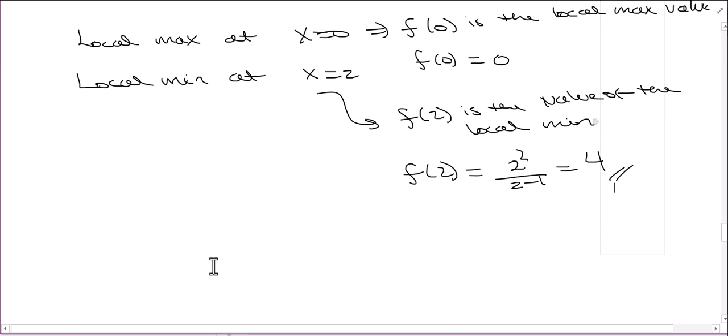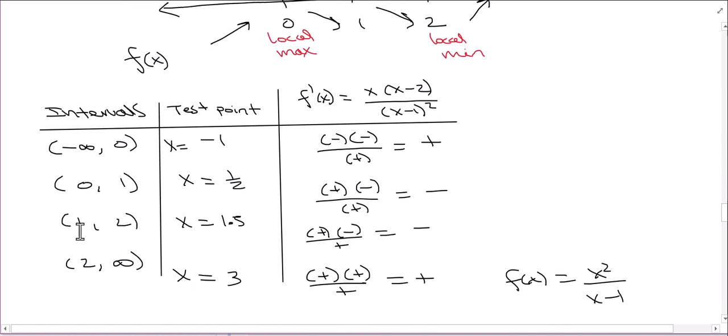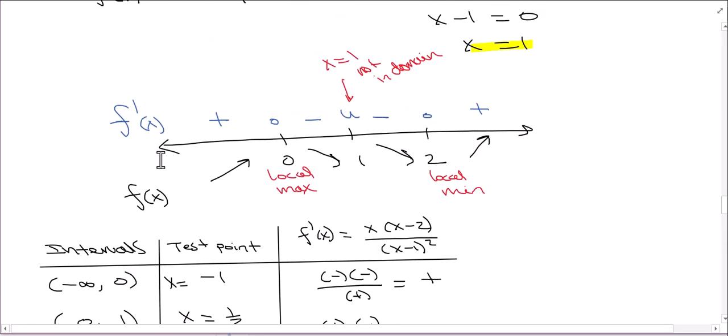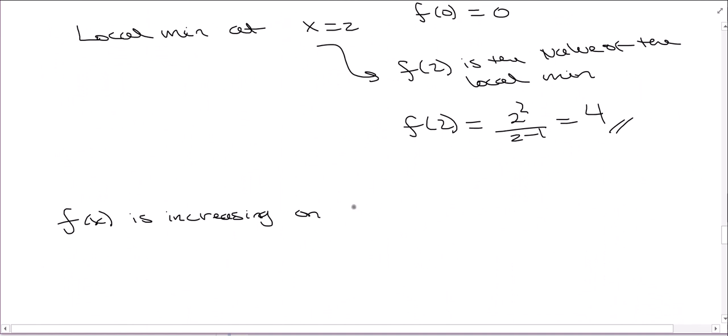And then we still need to answer where the function is increasing or decreasing. So we can say f of x is increasing on, let's go back to the number line, or you can see it just from the table here. Wherever we have a plus for the derivative, that's where the function is increasing using the first derivative test. If the derivative is positive, the function is increasing. If the derivative is negative, the function is decreasing. Looking at my table, I can see plus, so it's increasing on minus infinity to 0 and 2 to infinity. Or I can look at my number line: minus infinity to 0 and then 2 to infinity. So we can say it's increasing on, and then just list out the intervals.